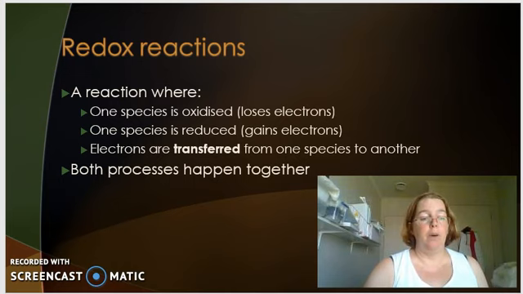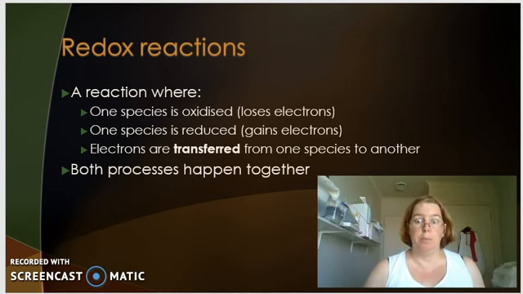So how can we identify what's oxidation and what's reduction? Because that is a key part of the standard still. If you can't identify what's been oxidized and what's been reduced, how do you even know that a redox reaction is happening?